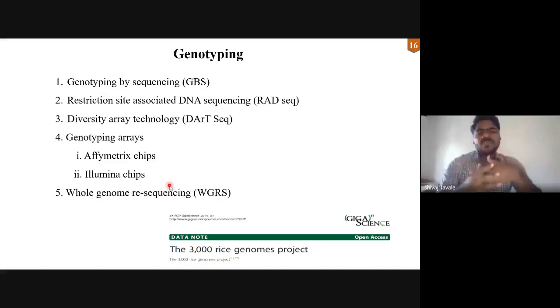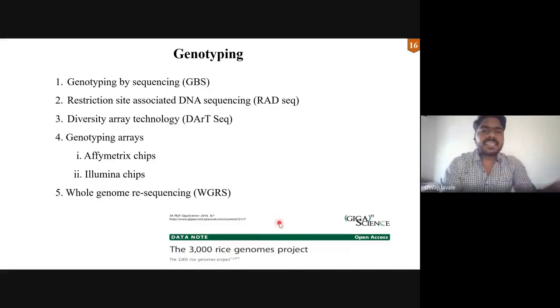So institutions from all over the world come together and do whole genome resequencing of a large number of accessions or genotypes, and they upload the genotyping data on the internet. So this is one project, the 3000 Rice Genome Project. They have resequenced the whole genome of 3000 different accessions of rice, and this data is available freely for all the users, and we can simply download the data.